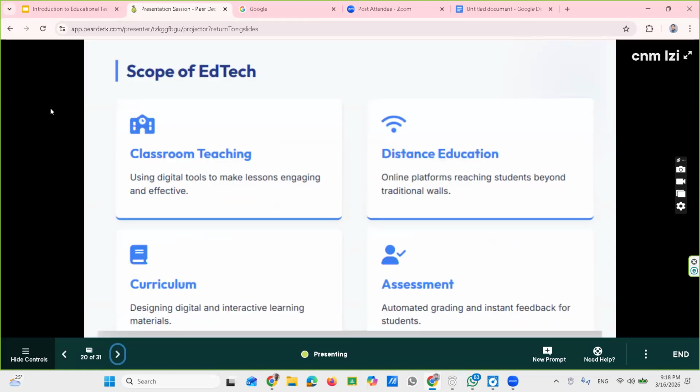Scope of EdTech. Under scope, there are four points you want to consider: classroom teaching, distance education, curriculum, and assessment. Right? Having educational technology under these four areas, that's the scope we discuss in educational technology. Under classroom teaching, using digital tools to make lessons engaging and effective. Right? There are lots of various types of technology you can use to make your lesson engaging and effective.